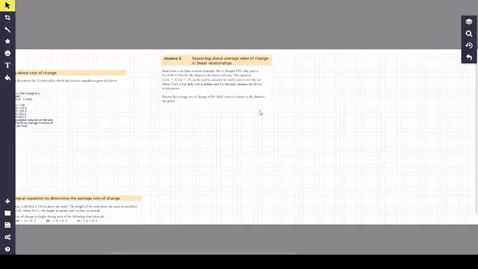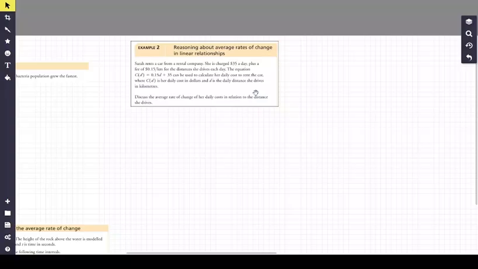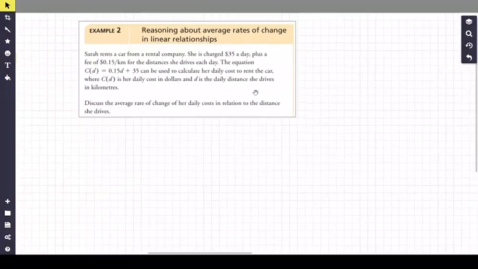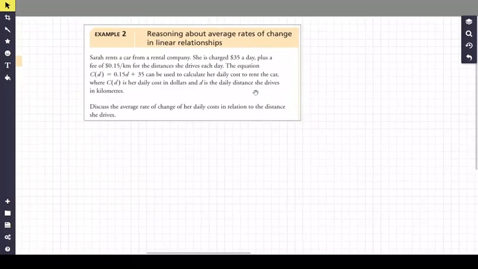So, reasoning about the average rate of change in linear relationships. We're looking at Sarah. She rents a car from a rental company. She is charged $35 a day and a fee of 15 cents per kilometer for the distance she drives each day. The equation C(D) = 0.15D + 35 can be used to calculate her daily cost to rent the car, where C(D) is her daily cost in dollars and D is the daily distance she drives. Discuss the average rate of change in her daily cost in relation to the distance she drives.